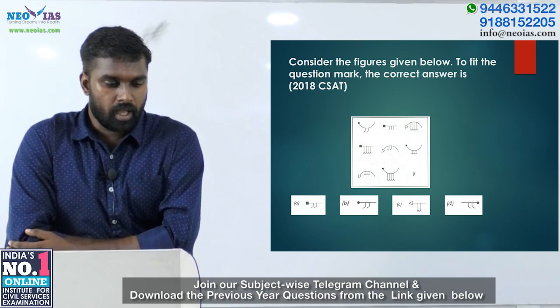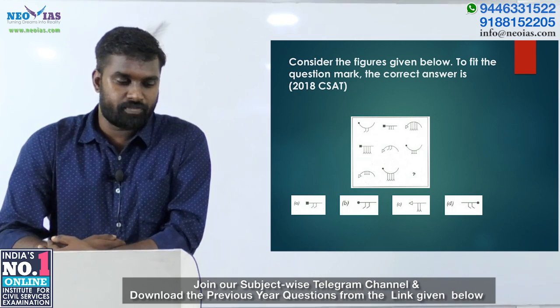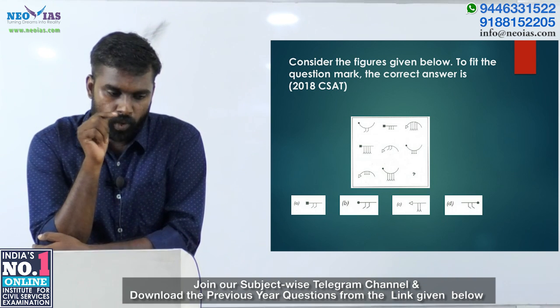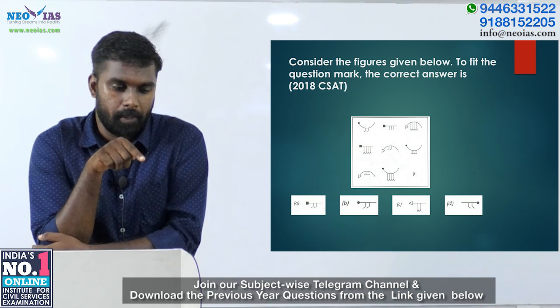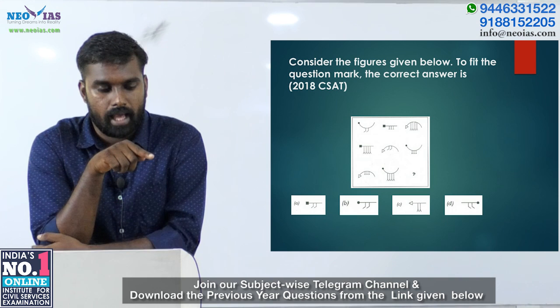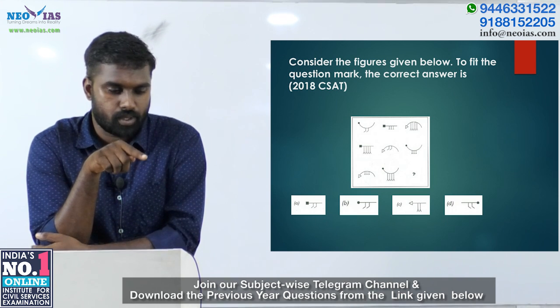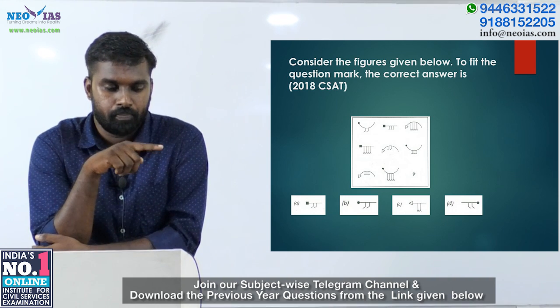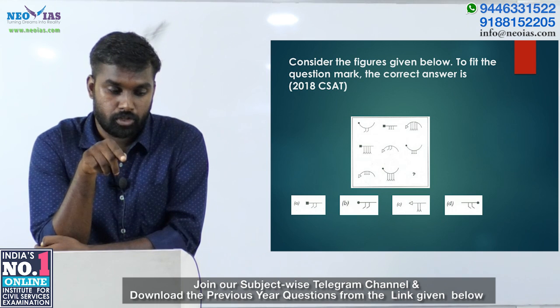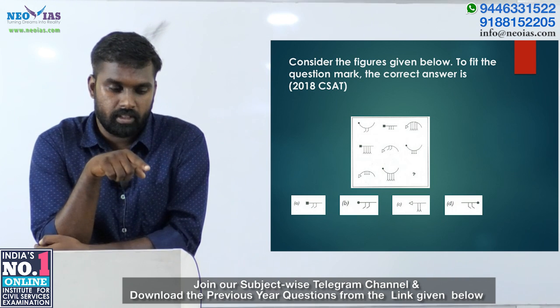So in this question, consider the figures given below. To fit the question mark, what is the correct answer? Here, one thing we need to make sure of is that there are pointed edges: a black circular dot, a black square dot and a triangular head. These are the heads of that curve, right? These heads are moving in the direction left to right to left. With that you can interpret the arrows of that triangular head.